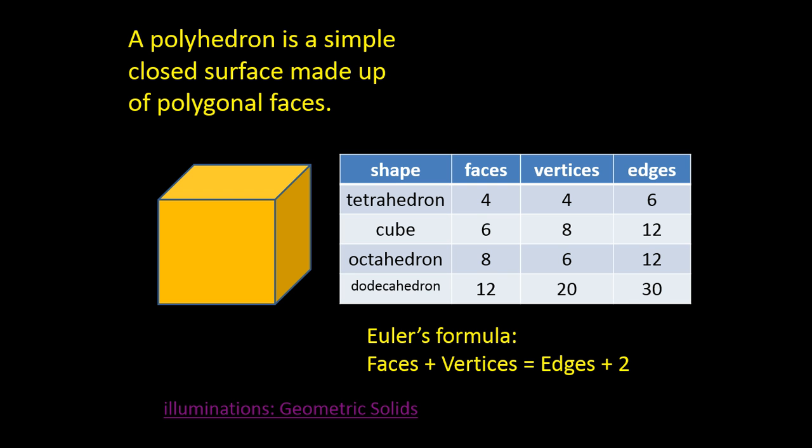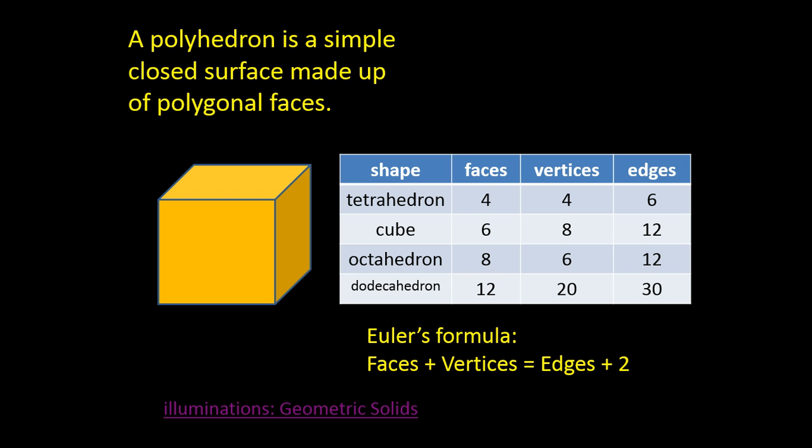So take a look at, for example, this dodecahedron. It has 12 faces. It has 20 vertices. 12 plus 20 is 32. And that is the same thing as the number of edges, which is 30 plus 2. So for any polyhedron, this relationship will always hold between the number of faces and vertices and edges.